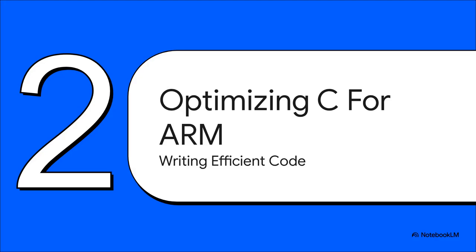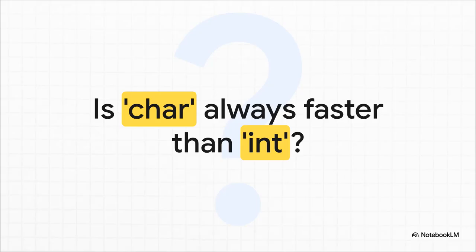Moving on to Section 2, Optimizing C for ARM. Okay, let's zoom out a bit to the software layer. We rarely write in raw assembly code anymore. We use high-level languages like C. So let's see how the compiler actually translates our human-readable code into those strict bare metal instructions. And I've got a great puzzle for you here.